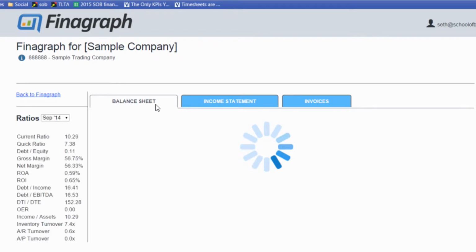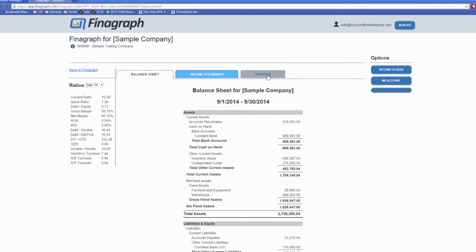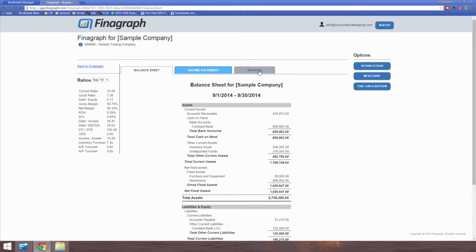And as you can see, a balance sheet and income statement, and it even has a tab for invoices. So you can certainly, and I would encourage you to, compare this. Make sure you're consistent about the date range you're looking at, but run the same report in QuickBooks or Xero, whichever you're using with Finagraph, and compare it and make sure that the data is exactly the same. When I tested it, it was exactly the same. And then once you've satisfied yourself about that, you can click here where it says back to Finagraph.